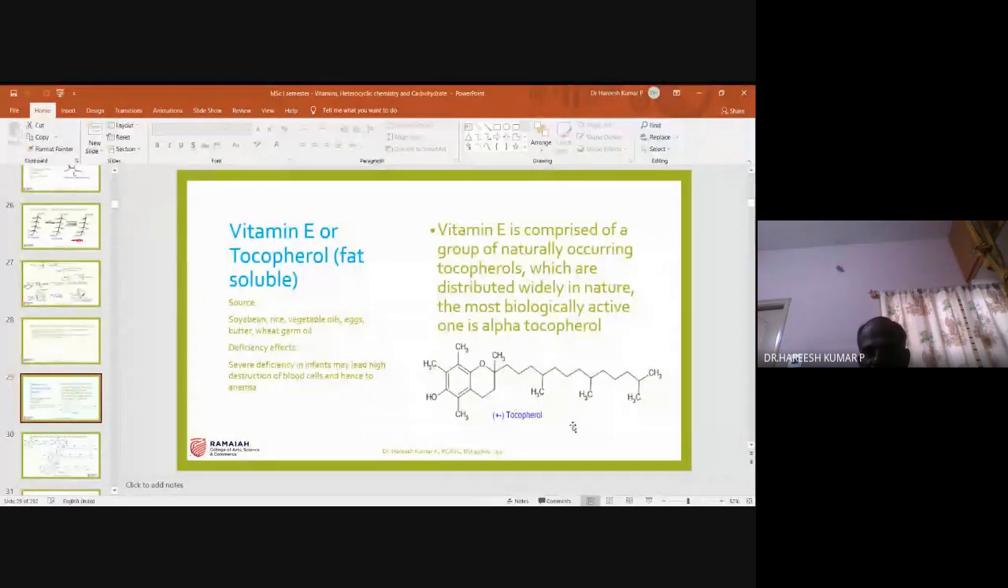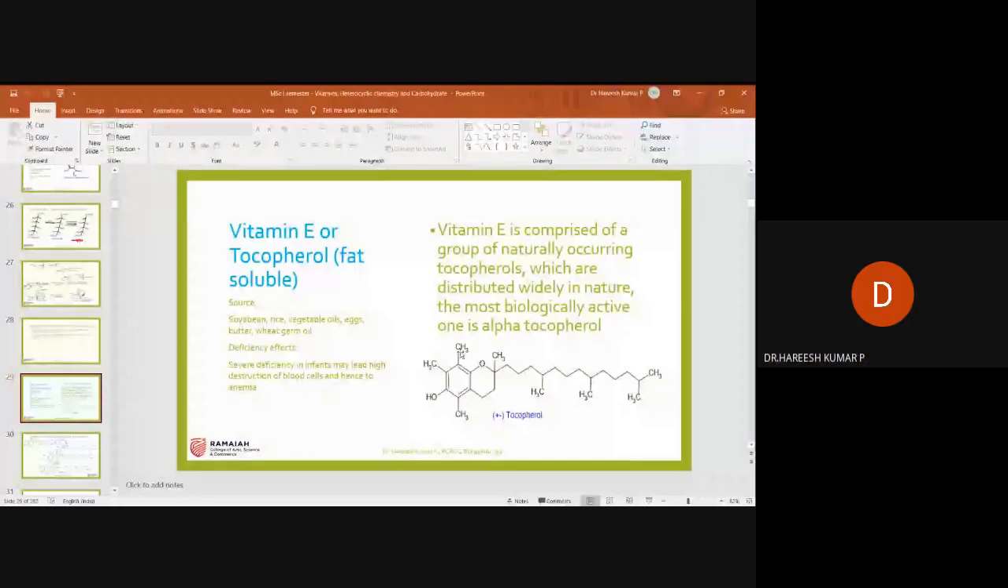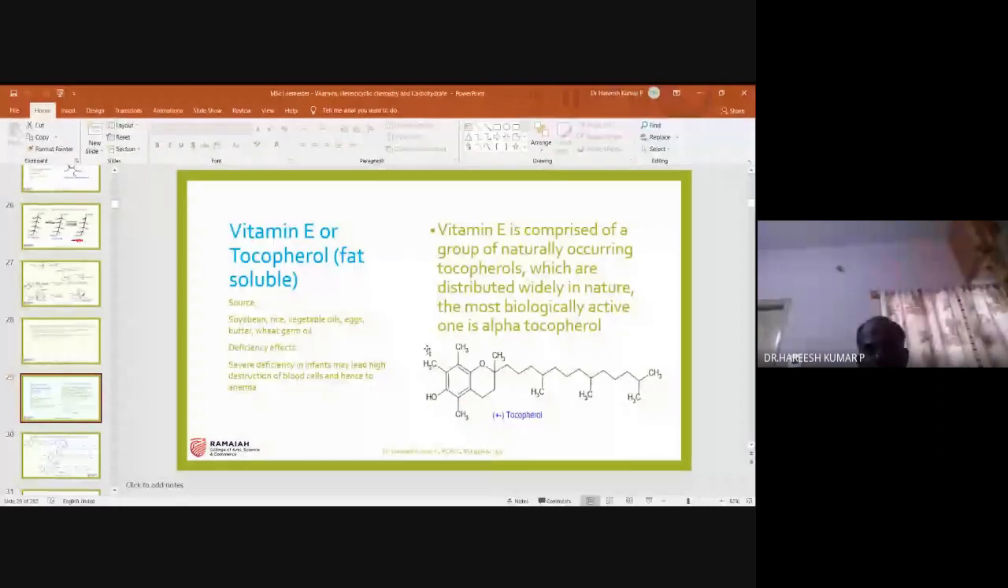And you can observe that this is called pyran. A six membered ring with oxygen is called pyran, and this is the benzene group. The benzopyran analog is called a tocopherol. Usually you will have questions on alpha tocopherol, so this is the alpha tocopherol.